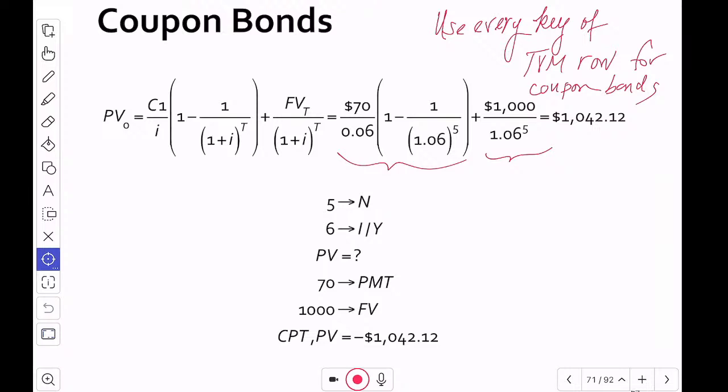So what we've solved so far is we've solved for PV, we solved for FV, knowing all the other variables, and we solved for I, knowing all the other variables. Now let's solve for C, the coupon rate. Now, remember, payment is C times 1,000 to find the payment.